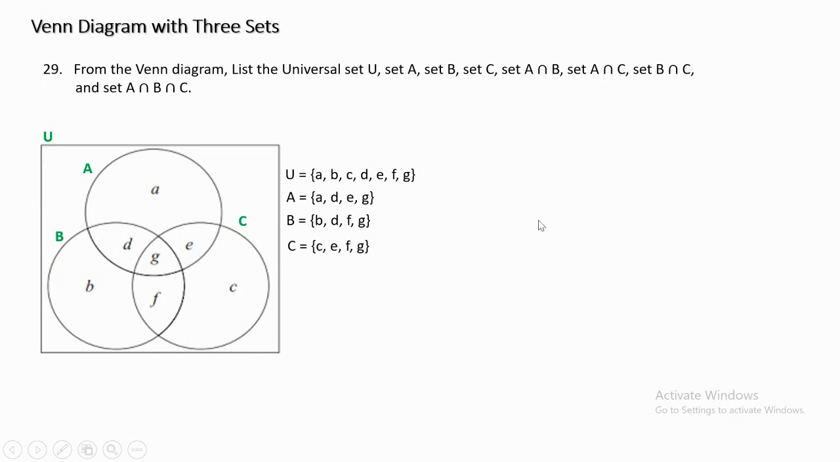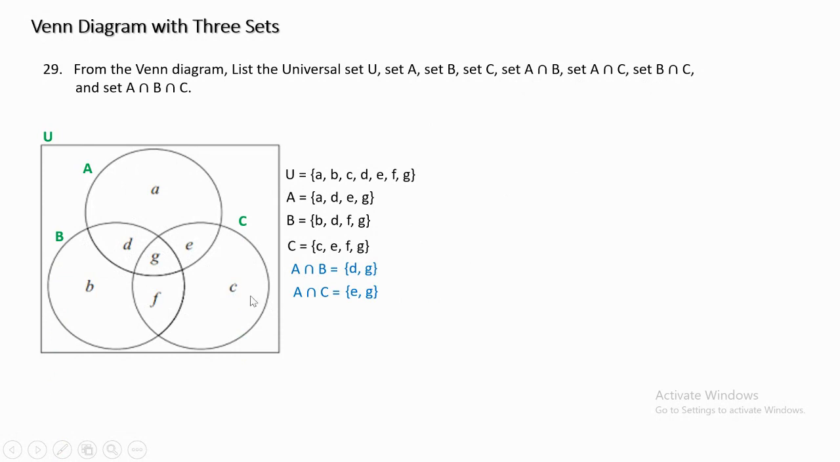Now comes A intersects B. What do A and B have in common, or where do they intersect? This is A, and this is B. Don't they have D, G in common? Here's where they intersect. Now it's going to be A intersects C. This is A again, and this is set C. What do they have in common? It's right here in this area. So it's going to be E and G.